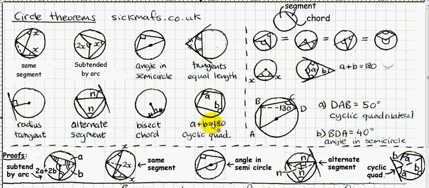Here's another one. If you've got a circle with a four-sided shape, and each corner is touching the circumference, that means it must be a cyclic quadrilateral. And a special thing about cyclic quadrilaterals is that opposite angles in a cyclic quadrilateral add to 180 degrees.